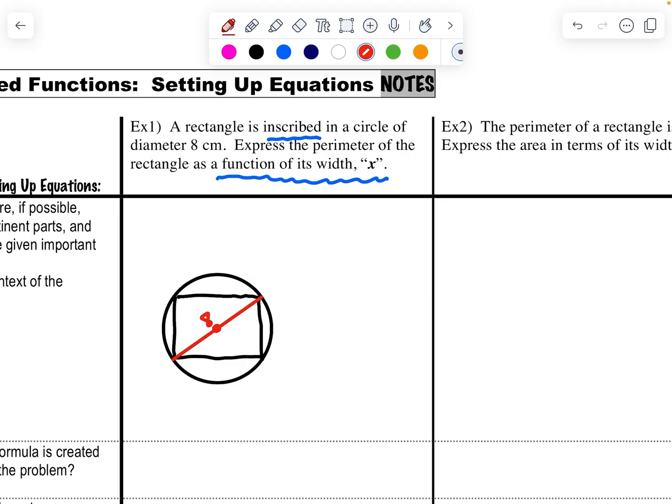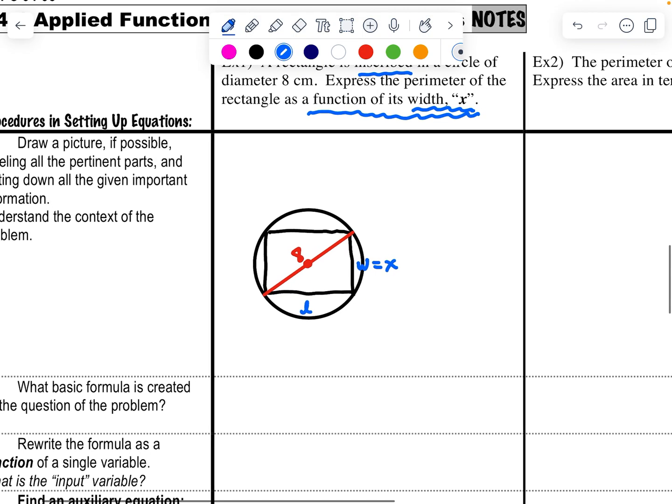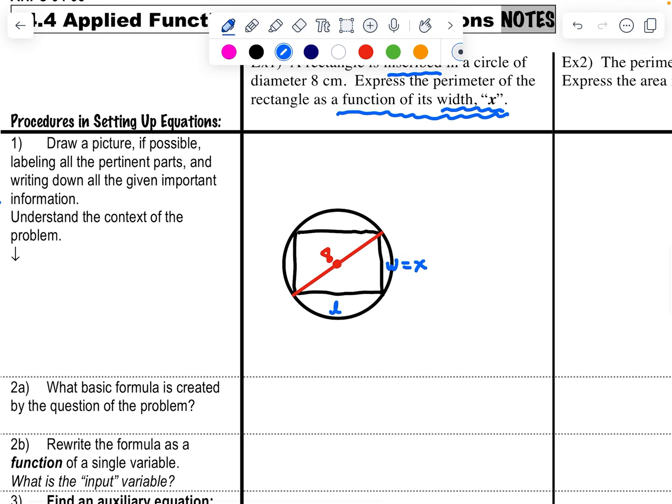All right, you should always label. So I'm going to add in our labels here. We've got length and width. Notice it says the width is x, so I'm going to change the width to an x. I'm going to use that when I write my equations. Starting out with a hard one, and the reason is one of our equations is not known.